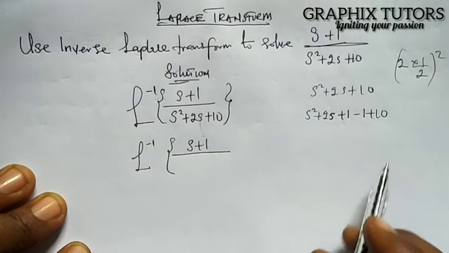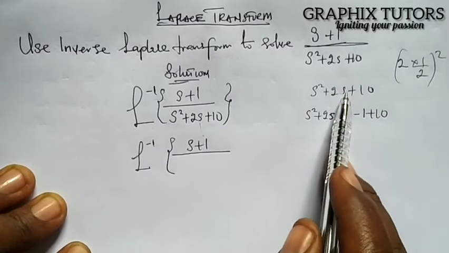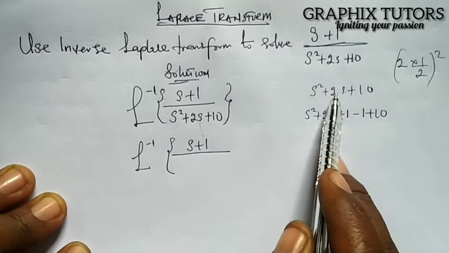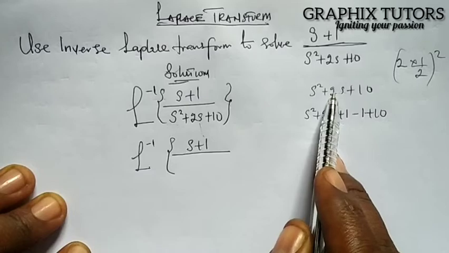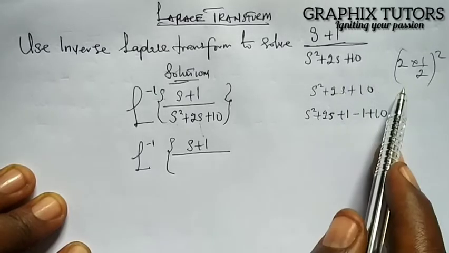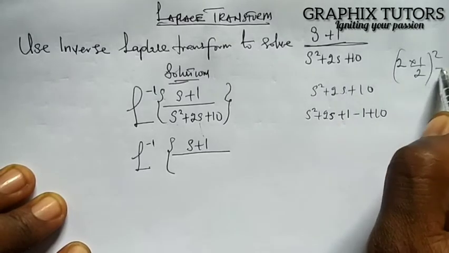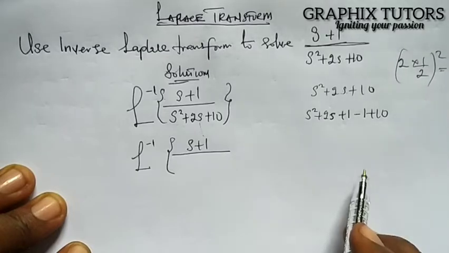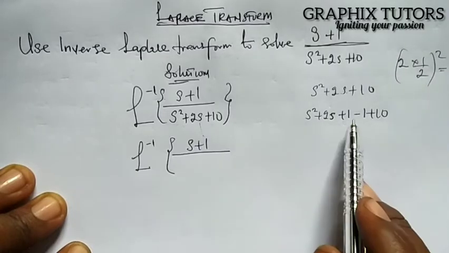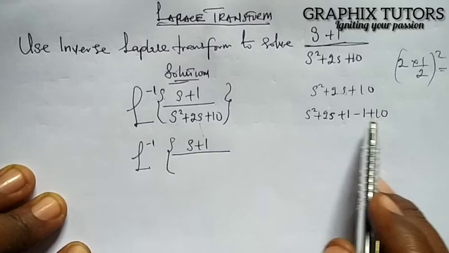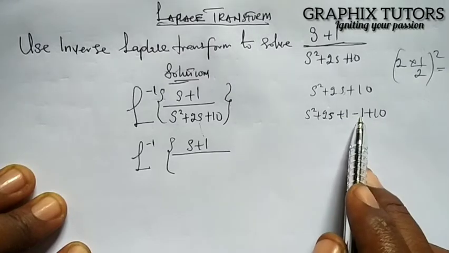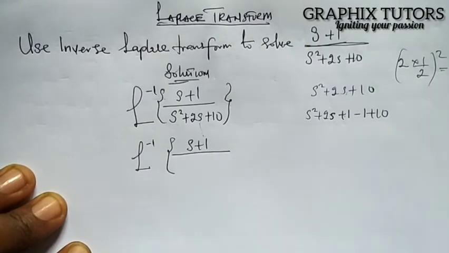You look for half of the coefficient of s, which is 2 divided by 2, or 2 multiplied by 1 over 2. And by the time you do that, you'll be having 1 squared. Is that taken? So 1 squared is 1. So you add 1 to this and you subtract 1. So plus 1 minus 1 is 0. So it's as if you have not done anything.